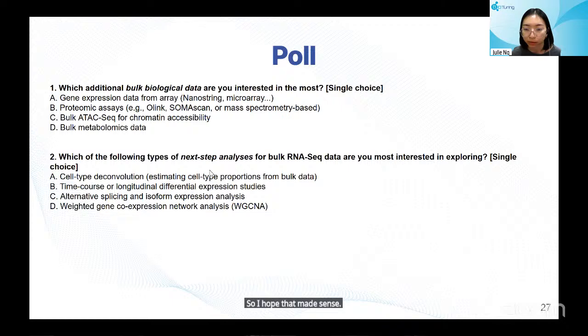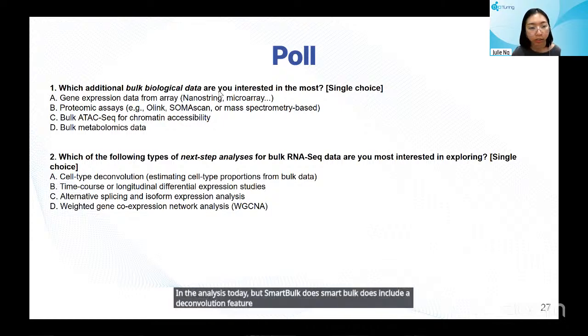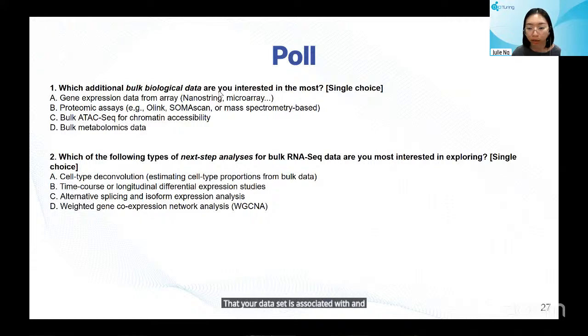Okay, next question. Does this platform help in deconvoluting these cell types and look into the expression of those genes? So yes, this is not a feature that we showed here in the analysis today, but SmartBulk does include a deconvolution feature, in which all you have to do is select the tissue type that your data set is associated with, and it would perform the deconvolution for you.